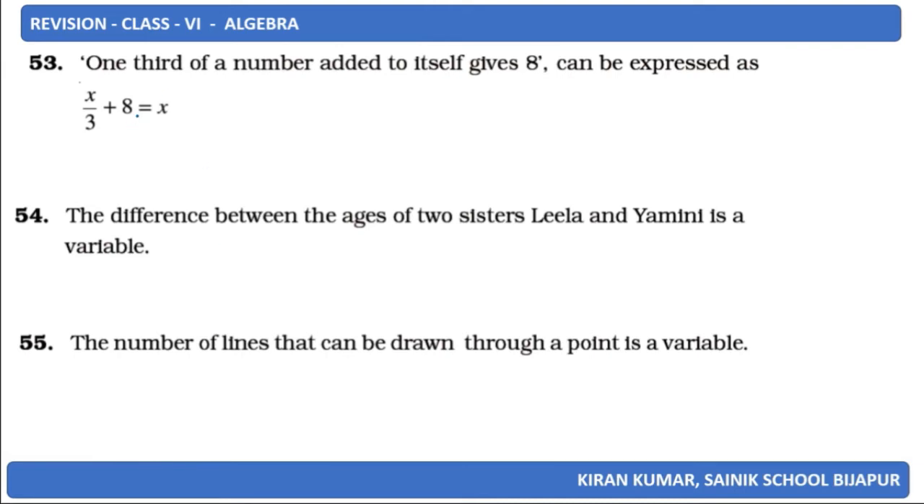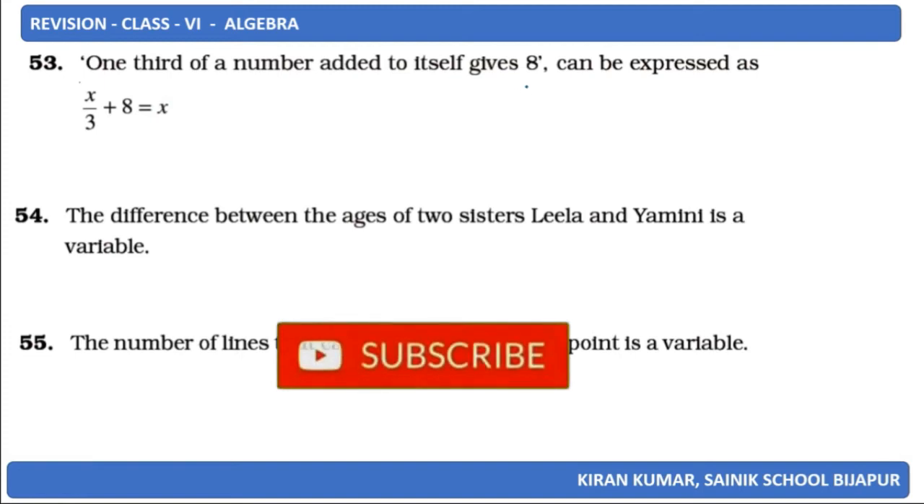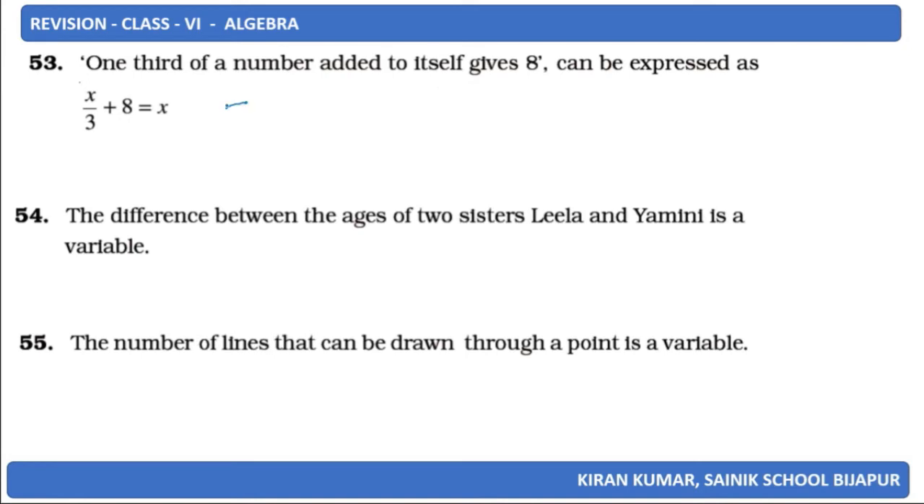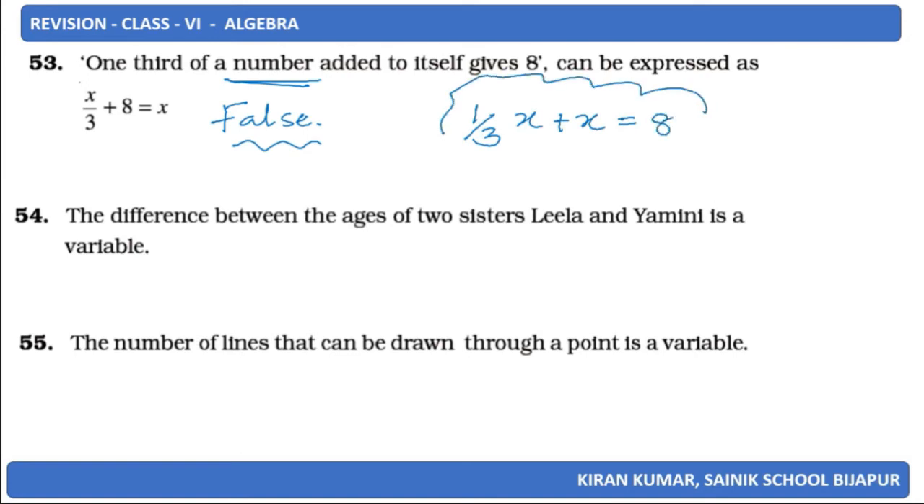Question number 53. 1/3 of a number added to itself gives 8. Can be expressed as x by 3 plus 8 equal to x. This particular statement is a false statement because when we consider the number as x, 1/3 of the number x added to itself means added to x gives 8. This will be the right statement for the given expression.